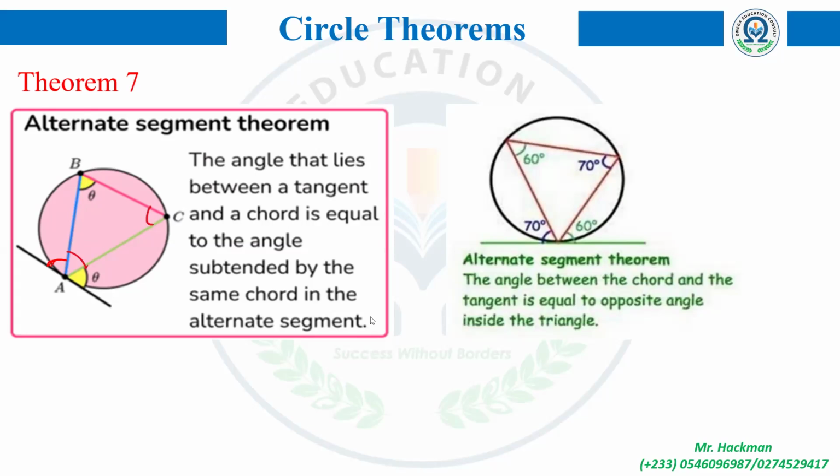So now let's come to this as well. Another way of stating it: the angle between the chord and the tangent is equal to the opposite angle inside the triangle. That's another way instead of using the alternate segments. So now this is what we have. Before I come to this, if you look at this, remember we said two chords meet the tangent. So if I look at this angle here, this angle is formed between a chord and a tangent. Is that clear?